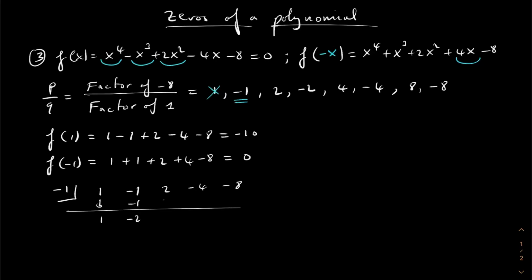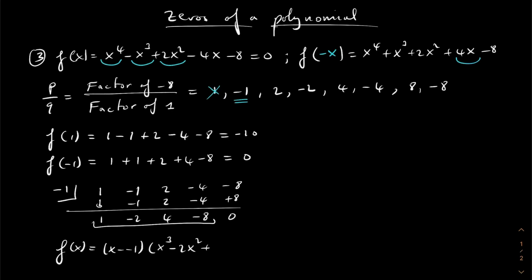Negative 2 times negative 1 is 2. 2 plus 2 is 4. 4 times negative 1 is negative 4. Negative 4 plus negative 4 is negative 8. Negative 8 times negative 1 is 8. Negative 8 plus 8 is 0, of course. So what this means is that the 4 coefficients right here represent my other factor. So I'm going to have here f of x equals x minus minus 1 in parentheses multiplied by x cubed minus 2x squared plus 4x minus 8.